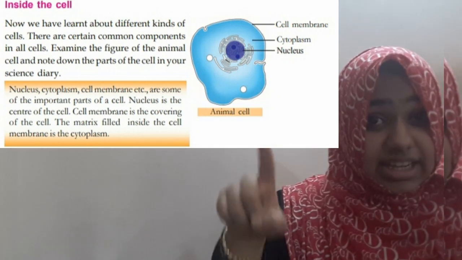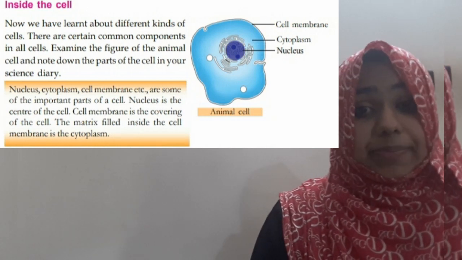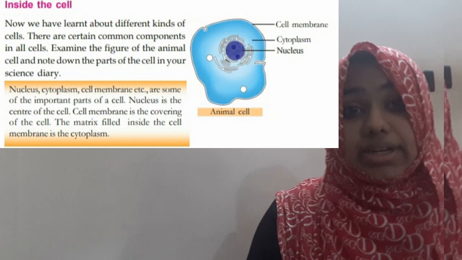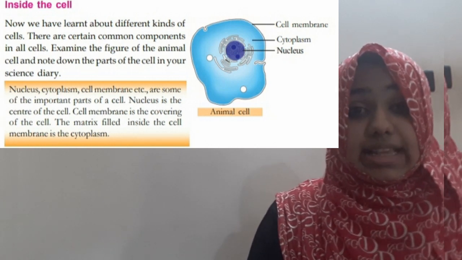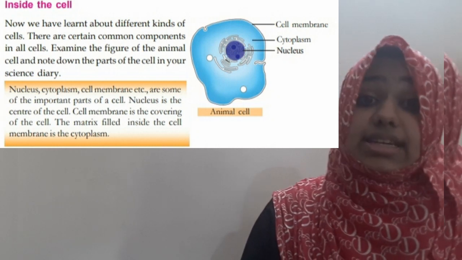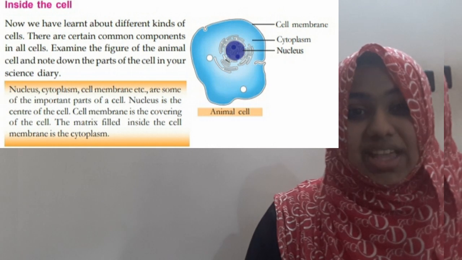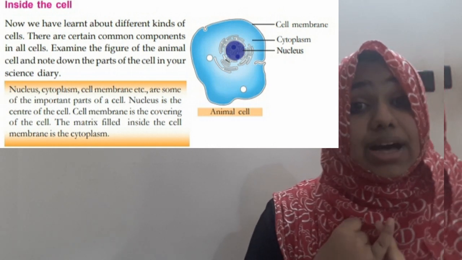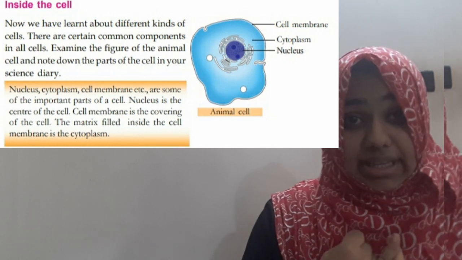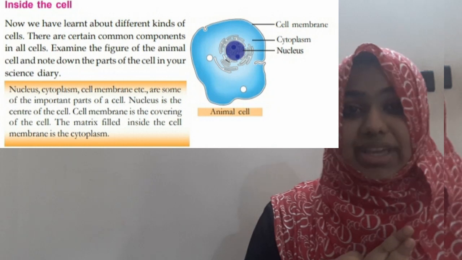If the cell has a clear outer covering, that is called the cell membrane of the cell. Now, the matrix, that is a fluid that is filled inside the cell membrane. Inside the cell membrane, there is a fluid which is called the cytoplasm. What is it called? The cytoplasm. So, what are the important parts of an animal cell? It is the cell membrane, the cytoplasm, and the nucleus.